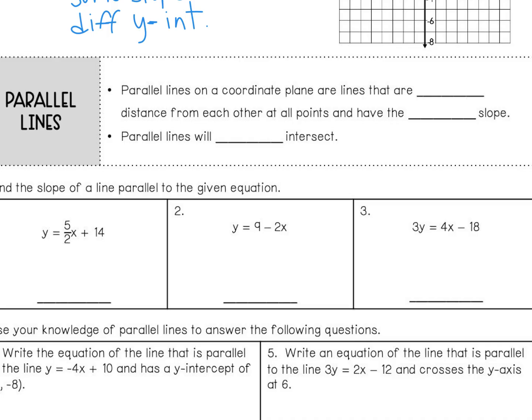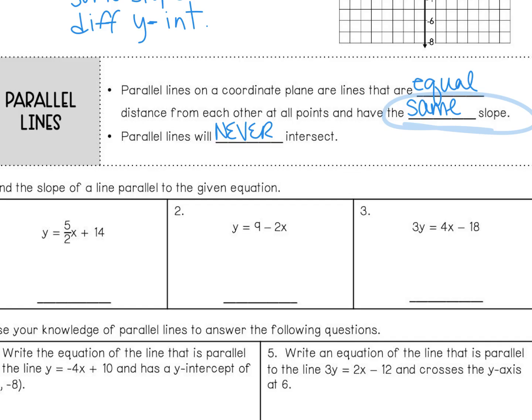Parallel lines on a coordinate plane are lines that are equal distance from each other at all points, and they have, what did you notice about the slopes on the ones? The same slope. So that's going to be our key today. Same slope. Parallel lines will never intersect. So our key today is going to be right here: same slope.